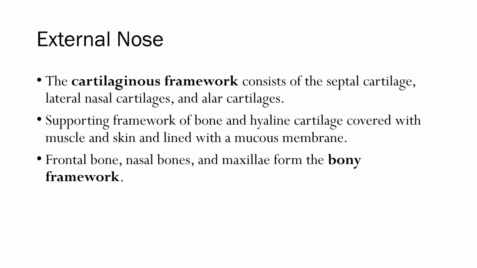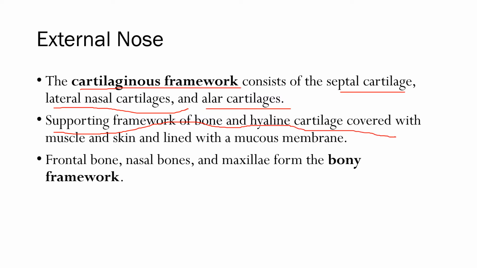So the external nose has a cartilage framework. It consists of a septal cartilage and the lateral nasal cartilage and the alar cartilages. It's the supporting framework of bone and hyaline cartilage covered with muscle and skin lined with mucous membrane. The frontal bone, nasal bones, and maxilla form the bony framework.